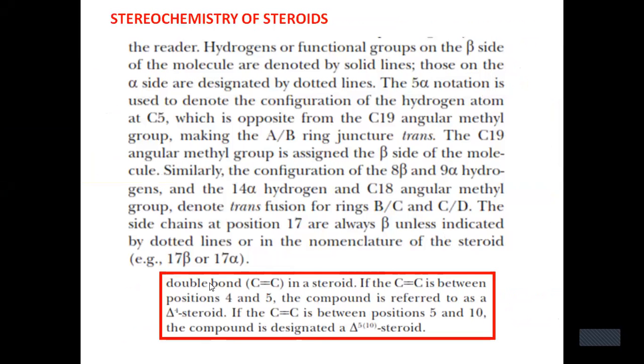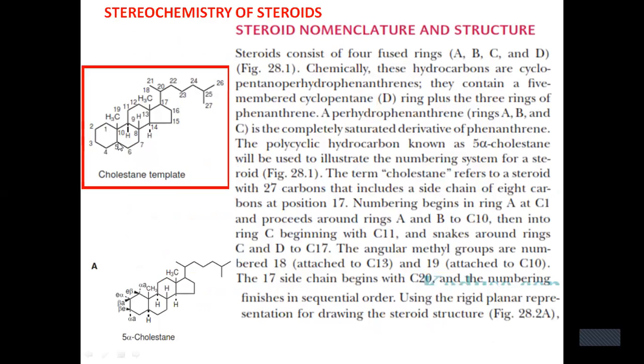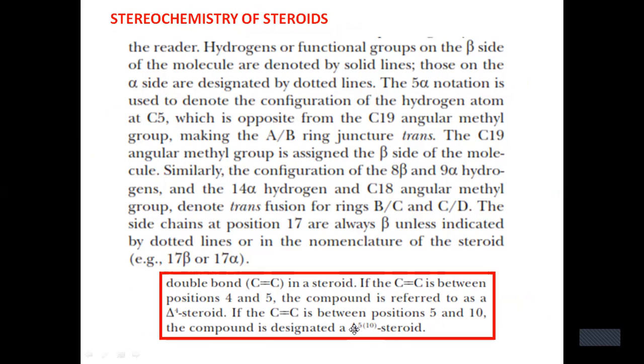Now, if there is any double bond, it is designated as delta 4, or delta 5(10), meaning between 5 and 10, because 5 can bond with the 4th position, 6th position, and 10th position. So we must mention where the double bond is. So 5 and 10, positions 4 and 5. It is again mentioned here alpha hydrogen, beta, alpha. So beta means above the plane, alpha means below the plane.